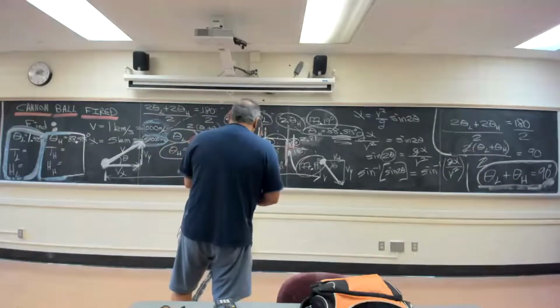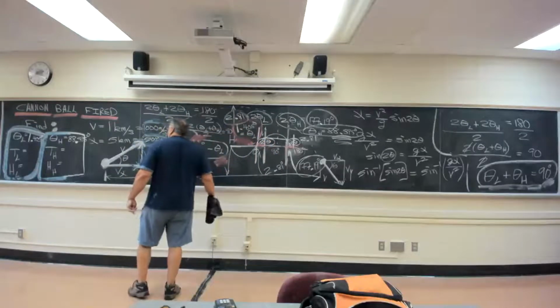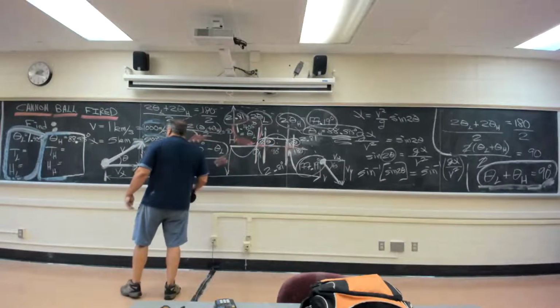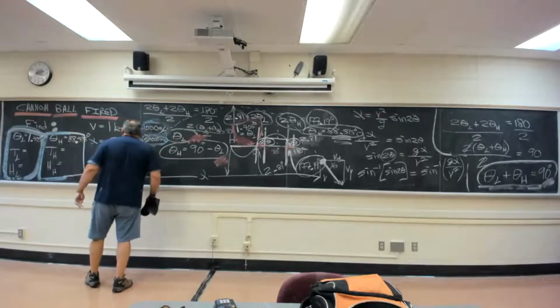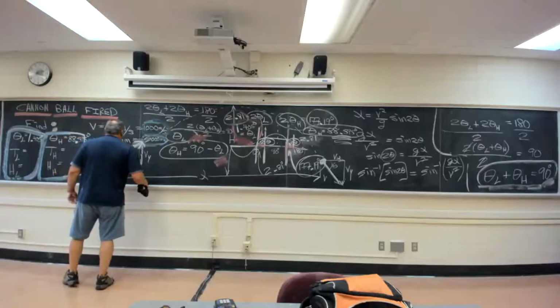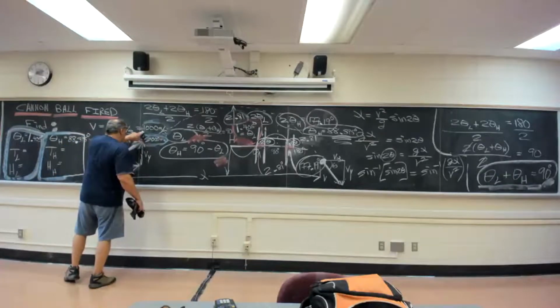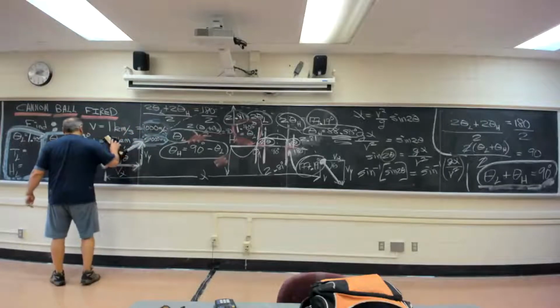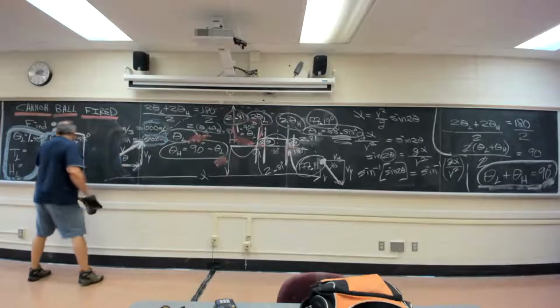Let me erase a lot because there's a lot up here. You remember it's 1 kilometer per second, that's 1,000 meters per second. It's 5 kilometers, that's 5,000 meters. So x is 5,000 meters, and v is 1,000 meters per second. Okay, so these two add up to 90.